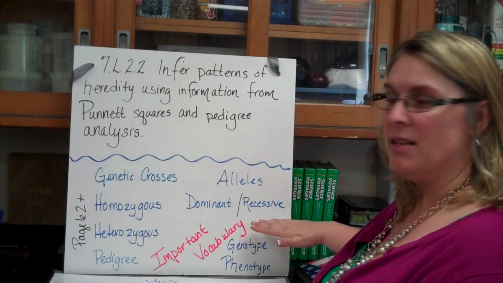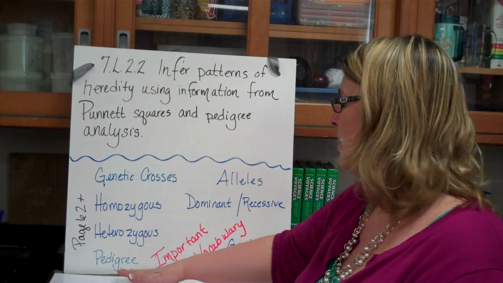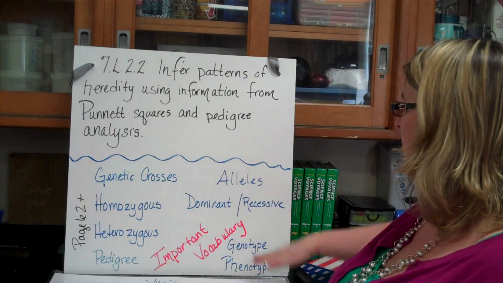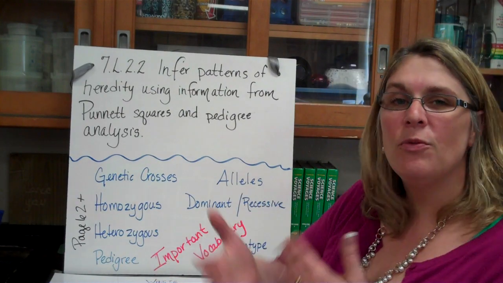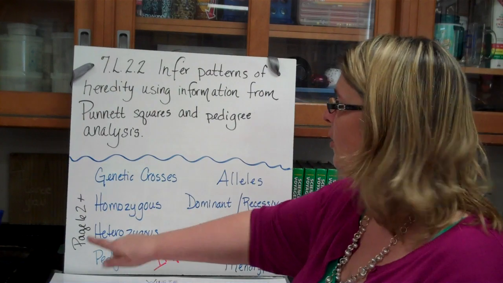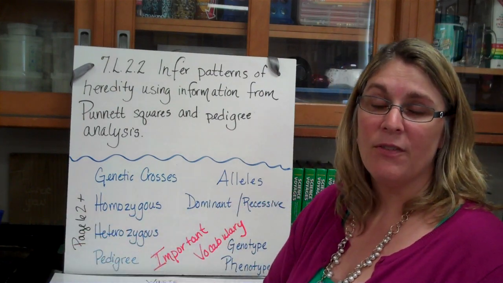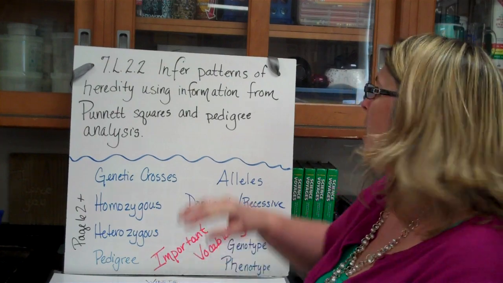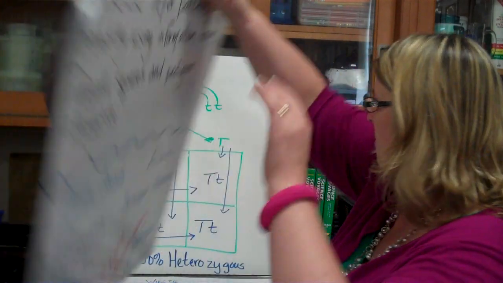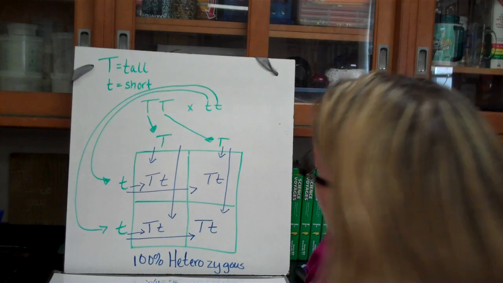All right, so some important vocabulary for this section is going to be genetic crosses, homozygous dominant and homozygous recessive, heterozygous, pedigree, genotype, phenotype, and alleles. And if you look back through your notebook, on pages 62 and a few beyond that, you're going to find all the important stuff that you're going to need to know about predicting patterns of heredity.